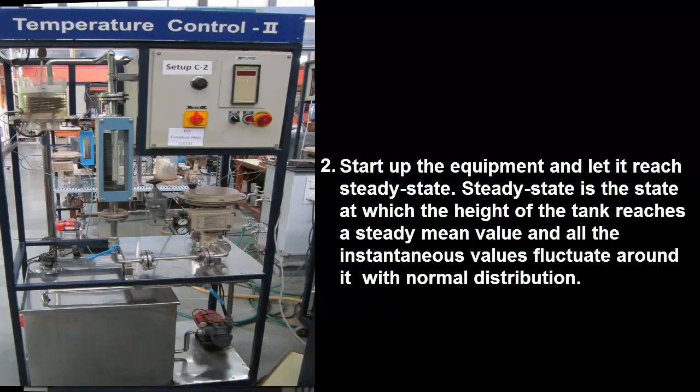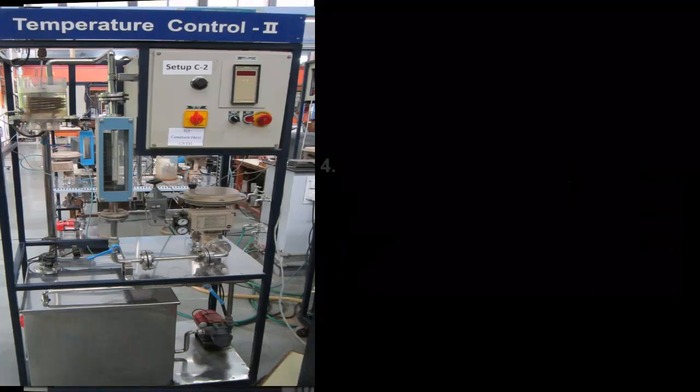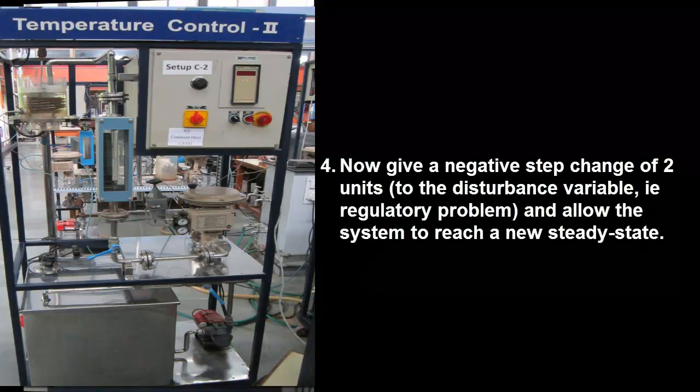Next, start up the equipment and let it reach steady state. Steady state is a state at which the height of the tank reaches a steady mean value and all the instantaneous values fluctuate around it with a normal distribution. When the system reaches steady state, give a positive step change of 2 units from the existing value using LabVIEW and wait for the system to reach a new steady state. Now, give a negative step change of 2 units and allow the system to reach a new steady state. Please note that the effect of the step changes on the instantaneous height is being saved as values in the text file you had selected at the start of the procedure.